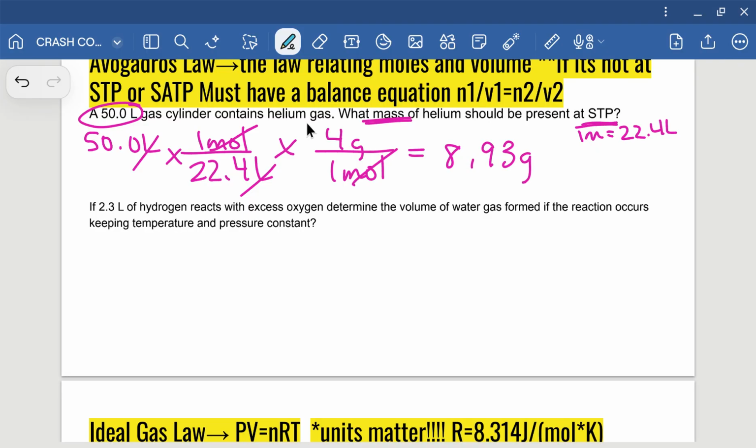The second part of this question has to do with a balanced chemical equation reacting hydrogen with oxygen, and asks what would the volume of water be. So this is when we're going to use that formula.